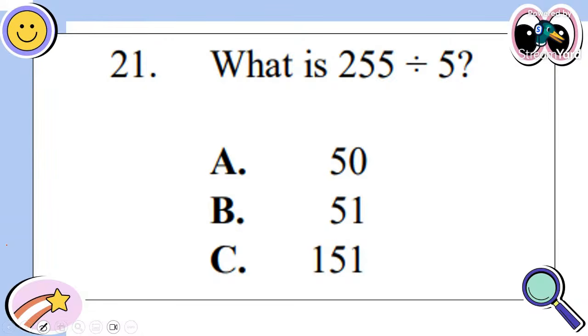So first, you may want to draw your division bar. You'll put your divisor, which is 5, in this spot.